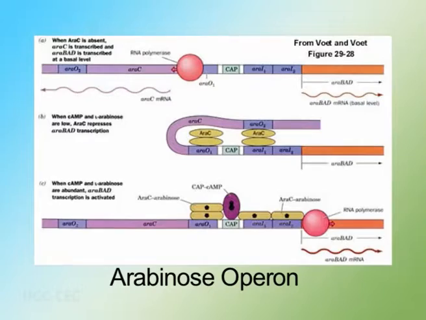To start up, let's have a look that Ara-C has binding affinity towards 4 different operator sites. These operator sites are Ara-I1, Ara-I2, Ara-O1 and Ara-O2.